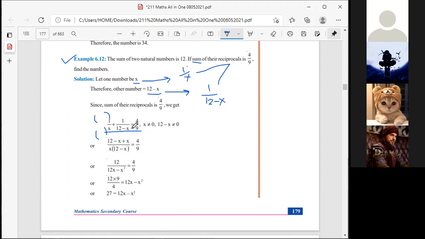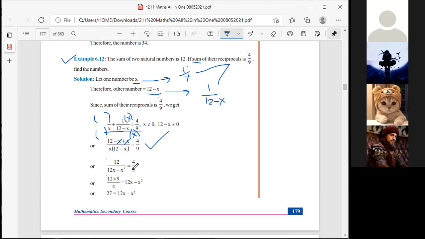Because this 12 minus x also has to be multiplied by x. And if the denominator is multiplied by x, we also need to multiply the numerator by x. Do you get what I do? Yeah. So we have got this part. Now, what are we going to do? You can see this minus x and plus x can be cancelled. Correct? So what is remaining is 12 upon 12x minus x square is equal to 4 upon 9.